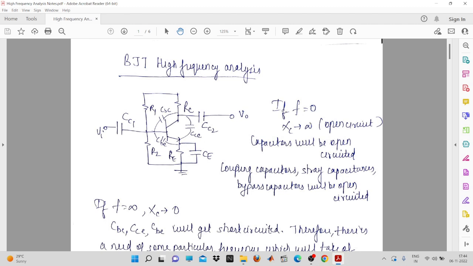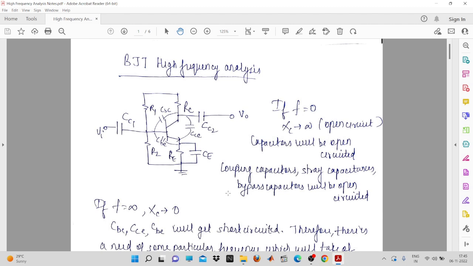If you are operating your system at a low frequency, that means F will be equal to 0, or you can say F will be tending towards 0. Then Xc will be tending towards infinity, and in that case your capacitors will be open circuited. So when you operate your circuit, these capacitors are not going to cause any harm to your operation, and you will have a good gain. The coupling capacitors and stray capacitances all get open circuited.